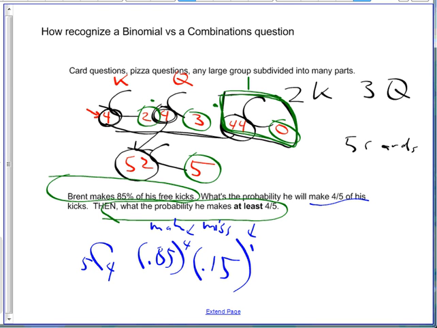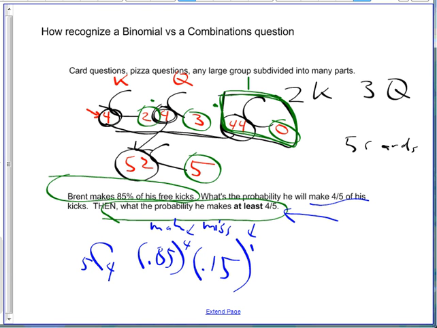Okay, then here's the harder part. What's the probability he makes at least 4 out of 5? Do you remember I said this is really important before? What did I say about at least? It means 4 what? Not and. 4 or 5. He can make 4 or 5. He can't make 4 and 5, can he? It's either 4 or 5.